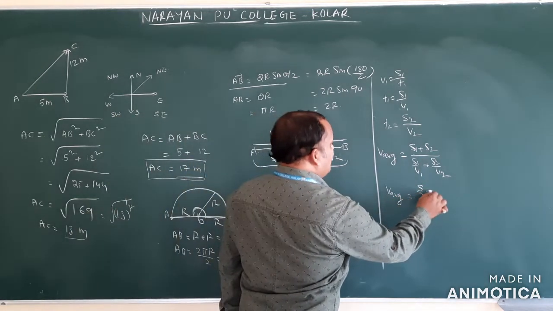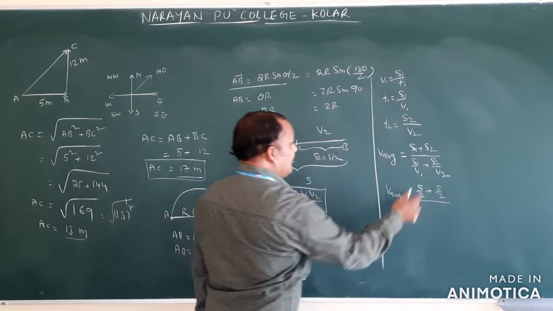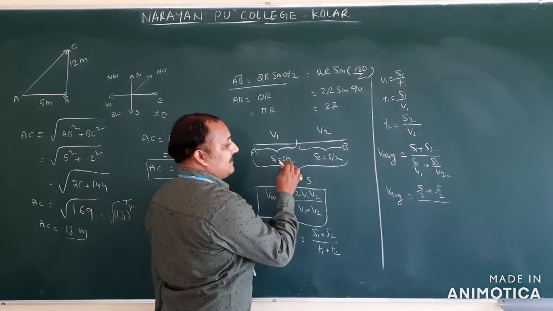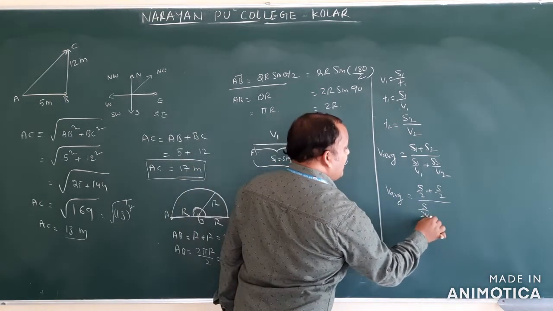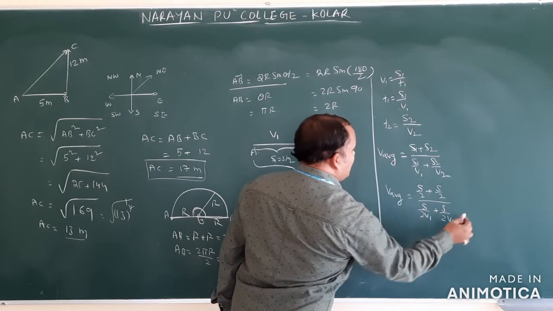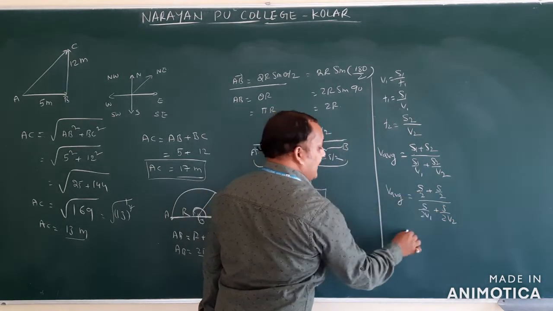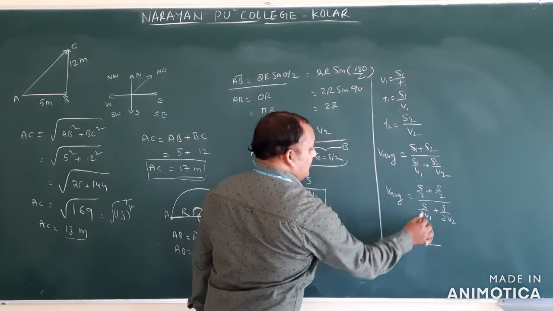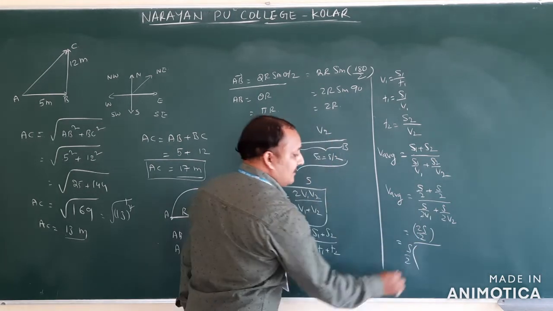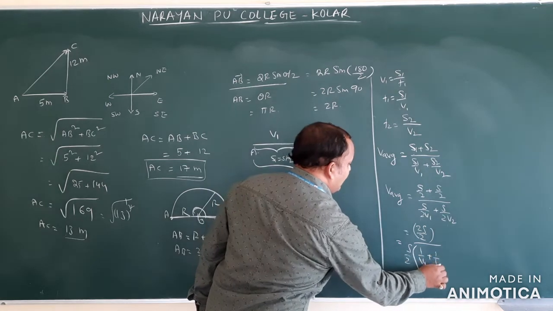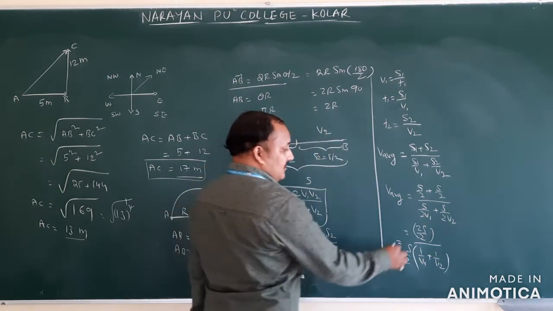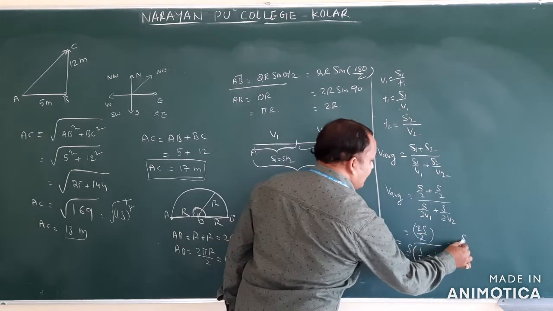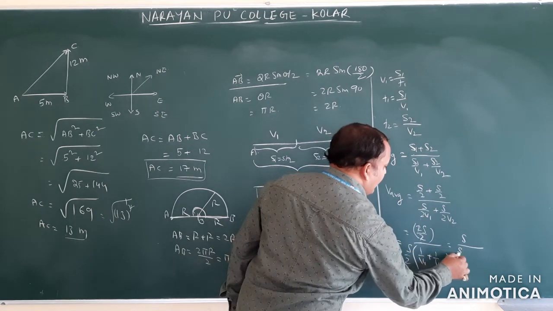Therefore, S by 2 plus S by 2. S1 means again S by 2, S by 2v1 plus S by 2v2. So S by 2 plus S by 2, how much will we get? 2S by 2. Here what is common? S by 2 is common. That is nothing but 1 by v1 plus 1 by v2. So 2 will be cancelled. That is nothing but S by 2.